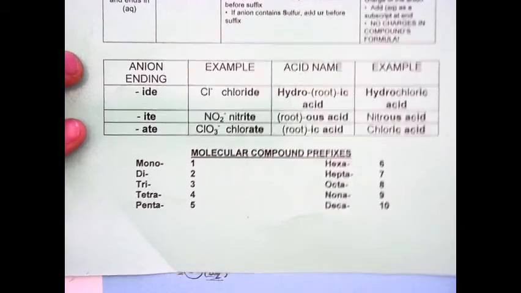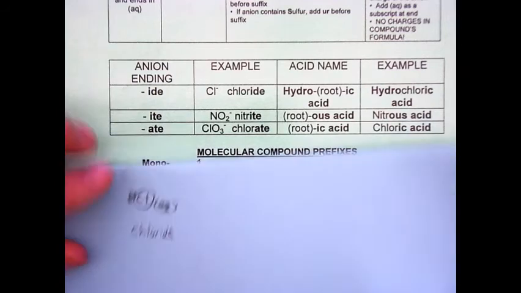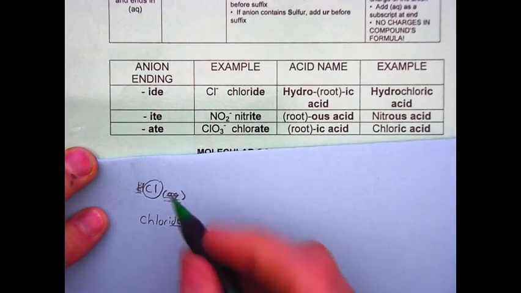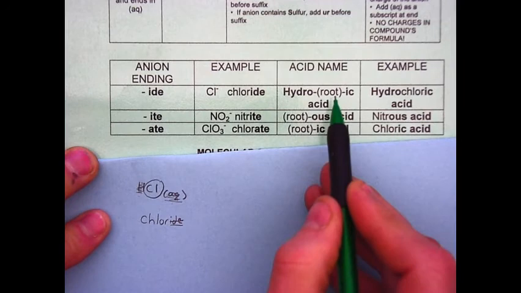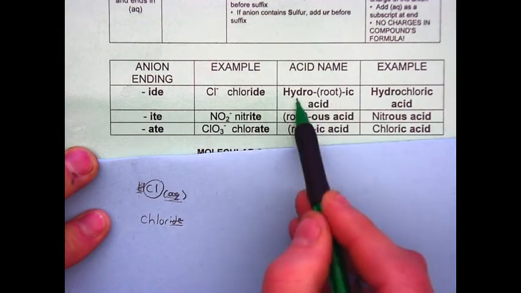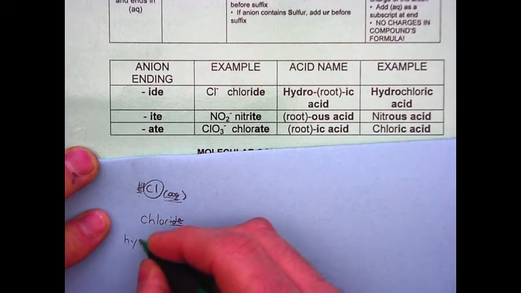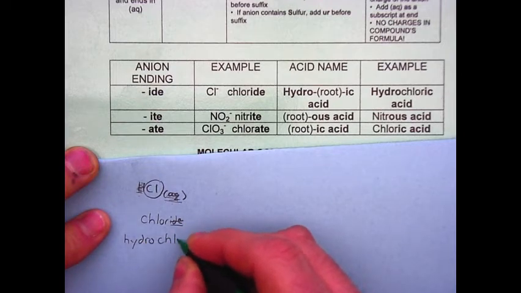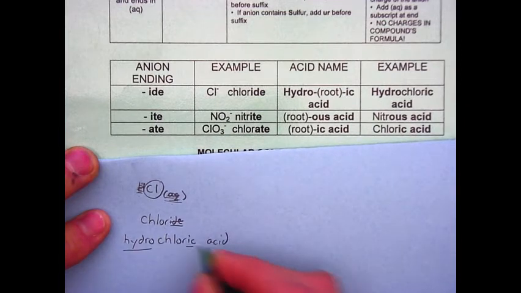For example, in this case, we have HCl. All right, chloride is the name of the anion. And instead of "ide," we drop "ide." And as we see here, we add hydro to the front, and then ic acid to the back. So instead of chloride, it becomes hydrochloric acid, where hydro and ic and acid are the add-ons.